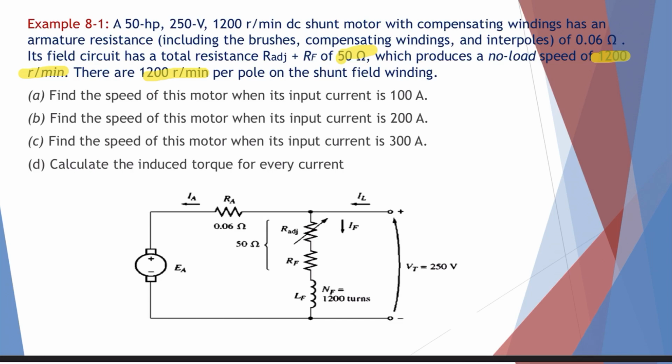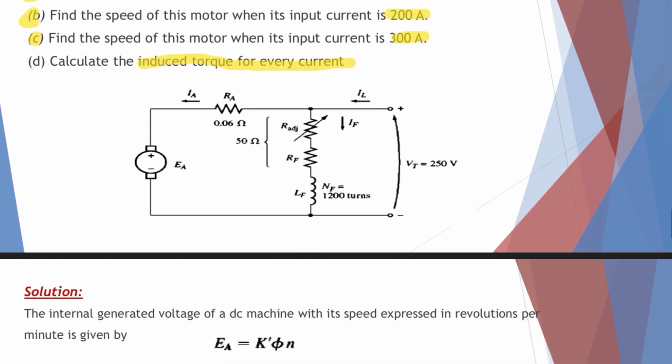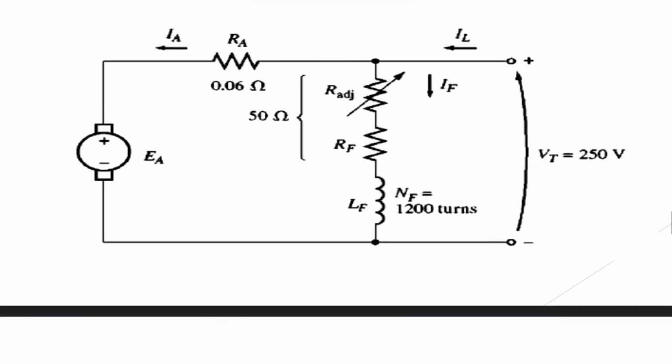A, find the speed of this motor when the input current is 100. For B, when the input current is 200. For C, when the input current is 300. And for all three cases, calculate the induced torque for every current. Very simple example. It is repeated here for the procedure for A, B, and C.